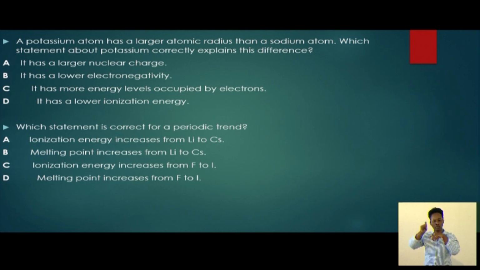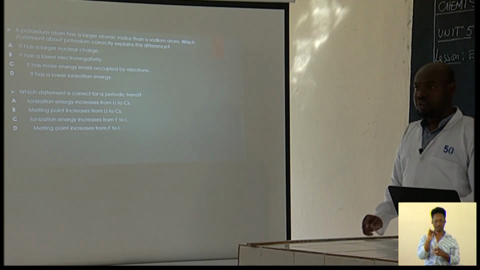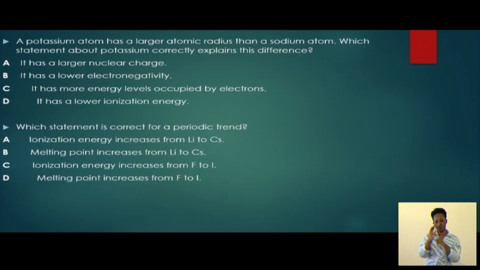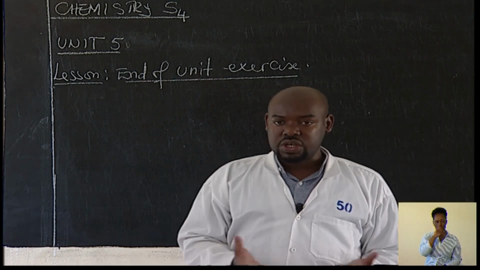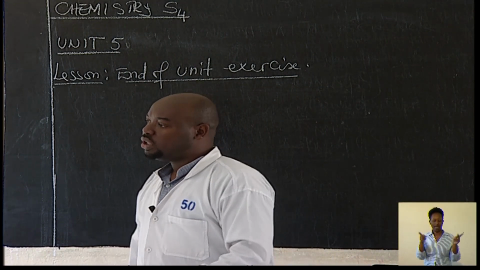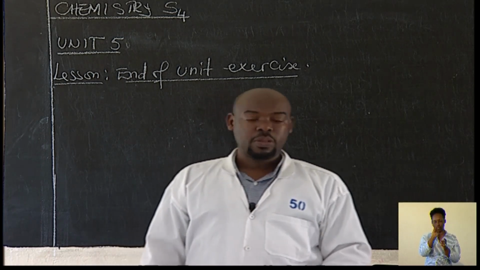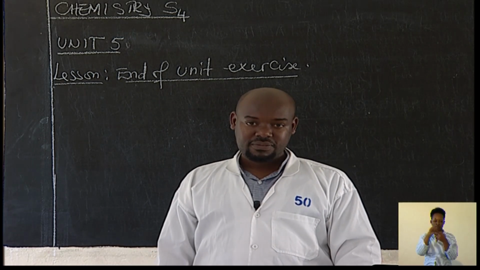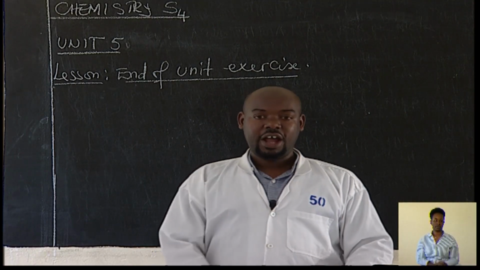And C, ionization energy increases from fluorine to iodine. We know that it decreases down the group because the size is increasing, so it is easier to lose the electron. And D, melting point increases from fluorine to iodine. We know that intermolecular forces are becoming stronger because of the molecular size, which is also increasing, and then the melting point increases from fluorine to iodine. I hope it is very clear.